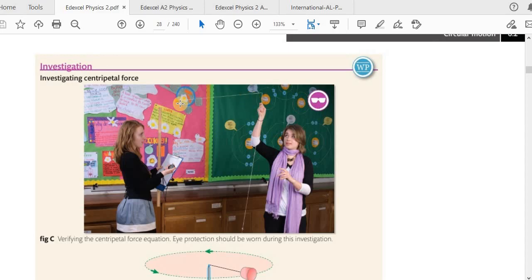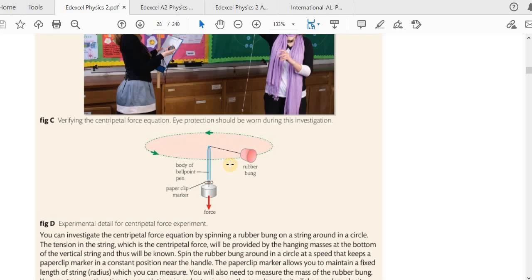In this case, the centripetal force is just one force, which is the tension in the string, which is keeping this rotating. Here you can see the diagram. It's going in a circle like this, and the centripetal force should always be towards the center. So what is the only force here?